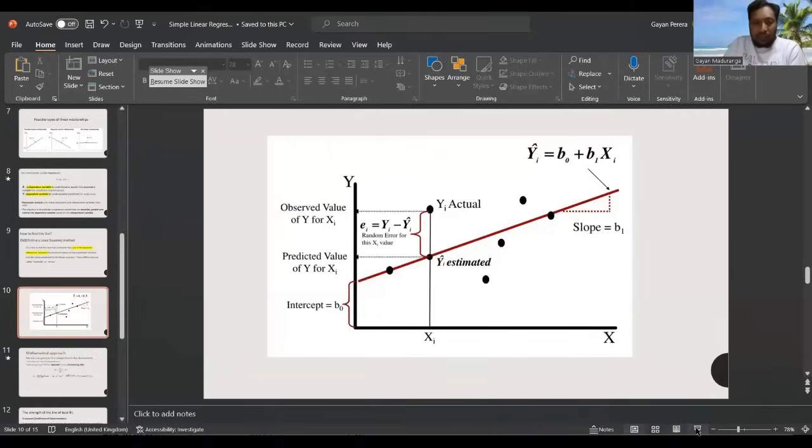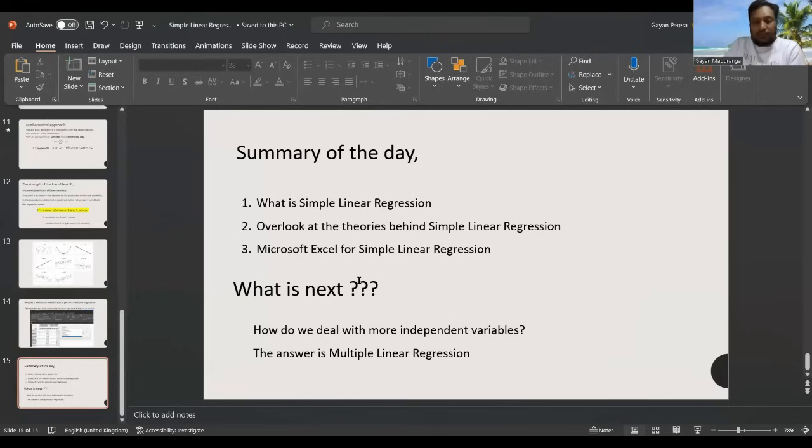And so I think now we have come to the end of today's lesson. So what we have learned is what simple linear regression is and for what purposes we use it, and we used Excel to obtain the simple linear regression.